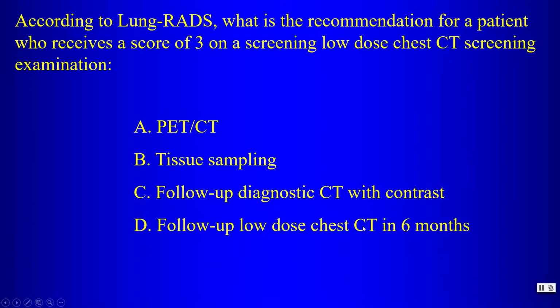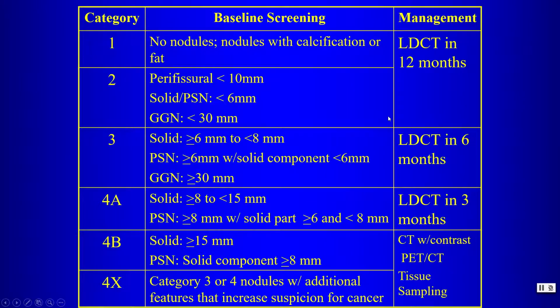And the clue here is that the recommendations are the same as far as the score as what we would do in mammography. So for a score of 3, the recommendation is a follow-up low-dose CT in 6 months. So the scores here for a screening with Lung-RADS are determined by what we find on our imaging studies, and they also determine the management.